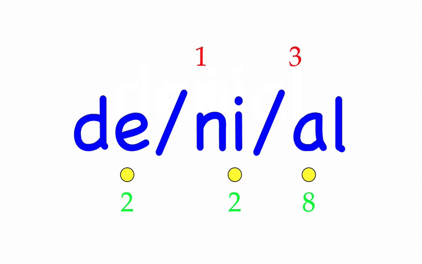Prowess. The athlete has great prowess on the field. Prowess. Prow, three sounds, p, r, ow. S, two sounds, e, s. Prowess. Mark the word.